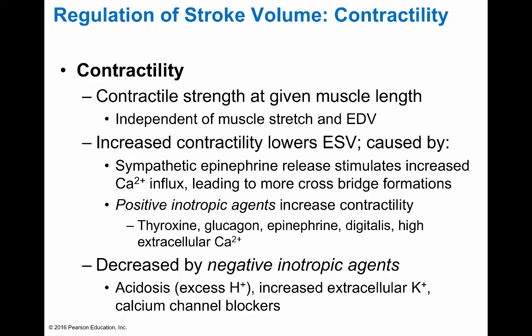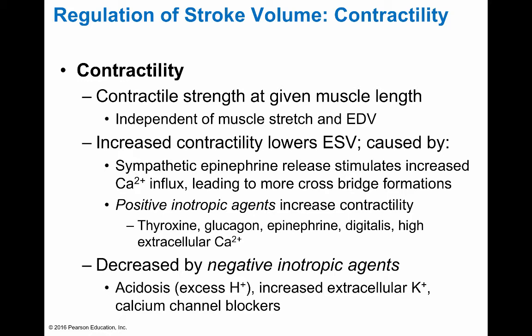Contractility is the contractile strength at any given muscle length. It's independent of muscle stretch and the amount of blood before contraction. Increased contractility will lower the amount of blood left after a contraction. It's caused by sympathetic epinephrine release, which stimulates increased calcium influx, leading to more cross-bridge formation. Positive inotropic agents can increase contractility. Examples are thyroxine, glucagon, epinephrine, digitalis, and high extracellular calcium, which all help increase contractility.